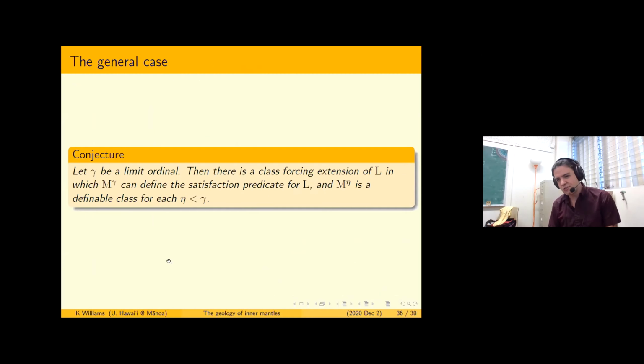Okay. The question is, this is just for the omega-th inner mantle. What about other limit stages? I don't know yet. My conjecture is you can do a similar thing, maybe interleave this like forcing to make the mantle long, this positive result forcing, but there's work to be done to answer this. But I don't think omega should be special here. I think you should be able to do it for other limit ordinals as well.